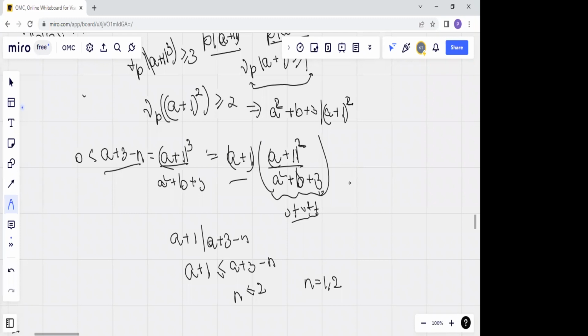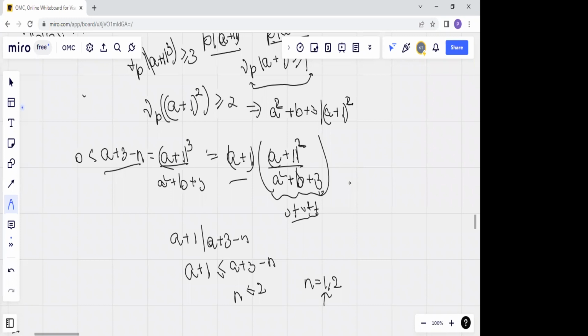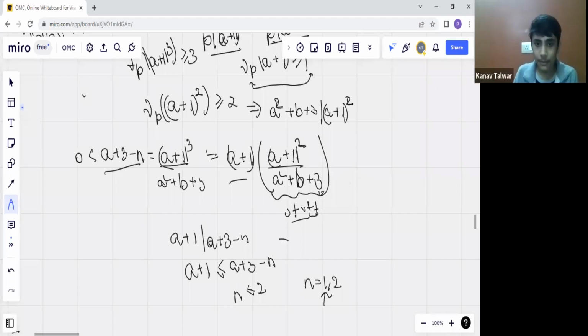Awesome. So can n equal to 1 work? Put it into that divisibility, you get a plus 1 divides a plus 2. Exactly. If n equal to 1 would work, then this divisibility would have given that a plus 1 divides a plus 2, which is not possible just because a is a positive integer, so a plus 1 is at least 2. So n equal to 1 doesn't work. So the only thing that works is n equal to 2.